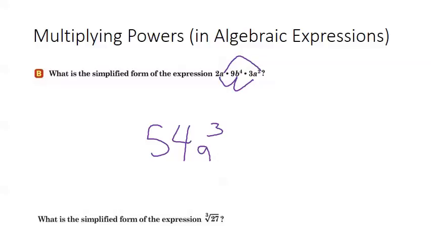Now b, we're not multiplying anything, so it's going to stay the same. So that's it. We multiply the coefficients, 2 times 9 times 3. We multiply the a's, a to the power of 1 times a to the power of 2, to get a to the power of 3. And then the b to the power of 4 just stays the same.